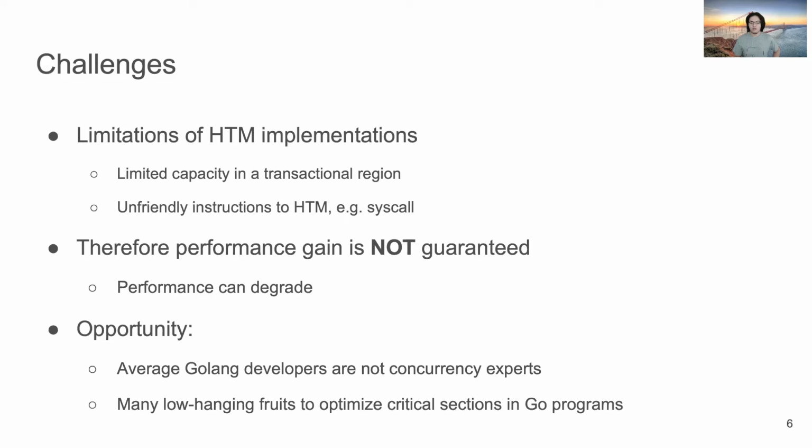On the other hand, we do have a lot of opportunities. Since average Go developers are not concurrency experts, there are many low-hanging fruits to optimize critical sections in Go programs based on Mutex locks.